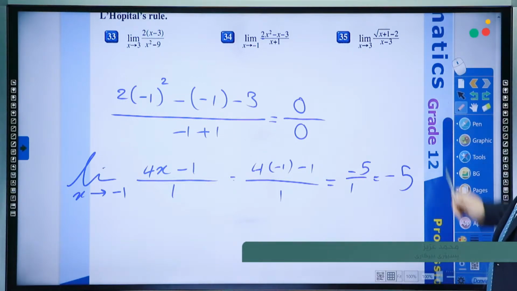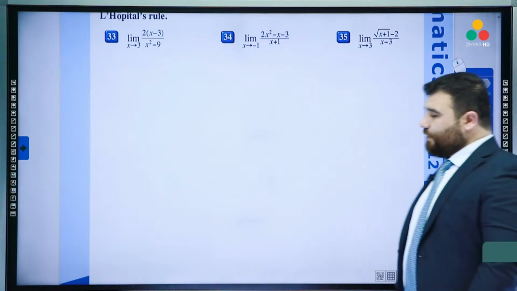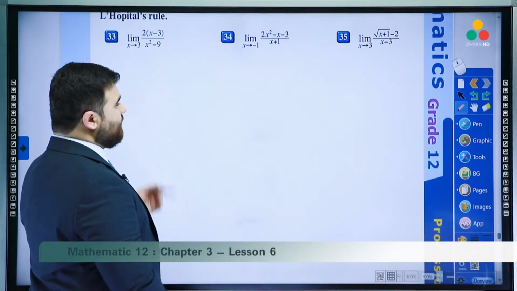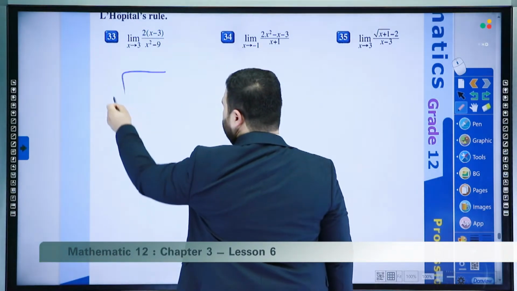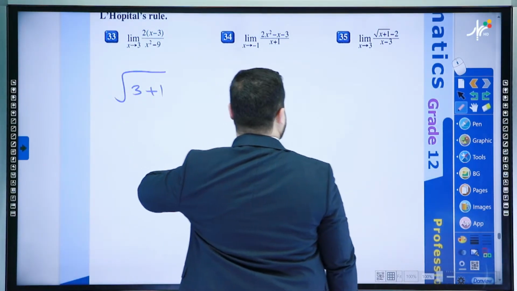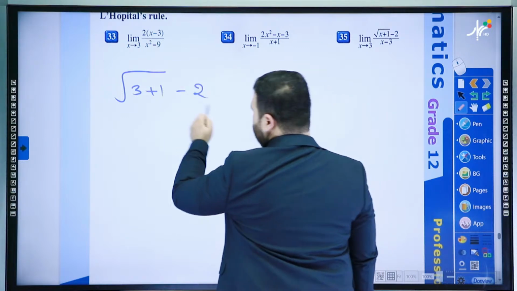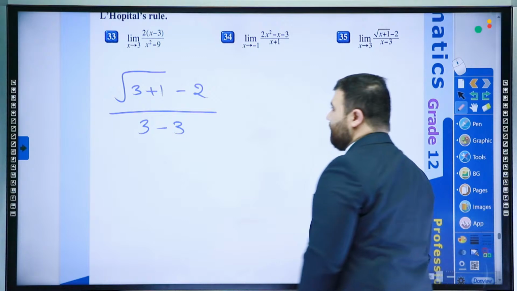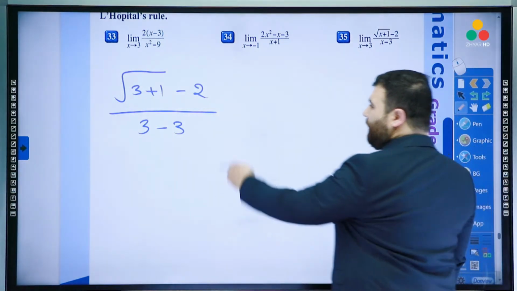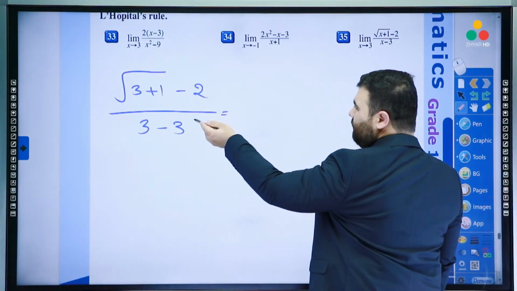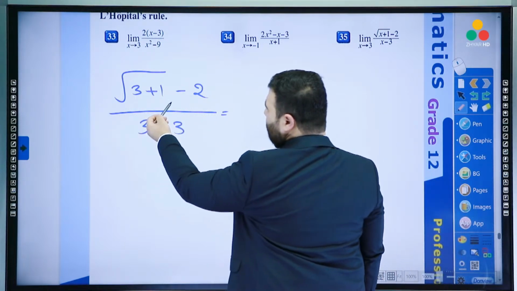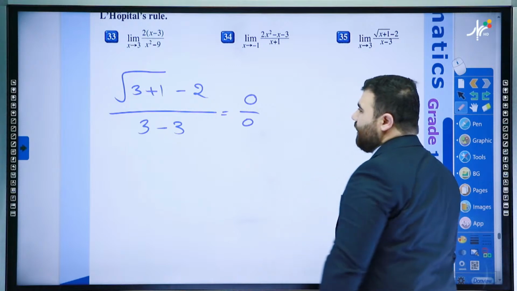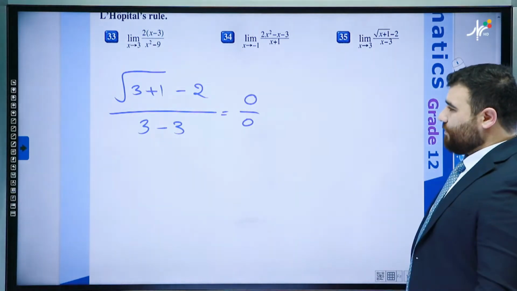Now we have 35. In question 35, again, if I directly put 3 in place of x, see what I will get. It will be square root 3 plus 1 minus 2 over 3 minus 3. I replaced x with 3 and I get 3 plus 1, 4, square root 4 is 2, 2 minus 2 is 0 over 0. I got 0 over 0, now let's use L'Hopital's rule.